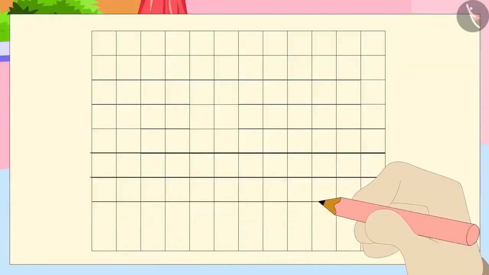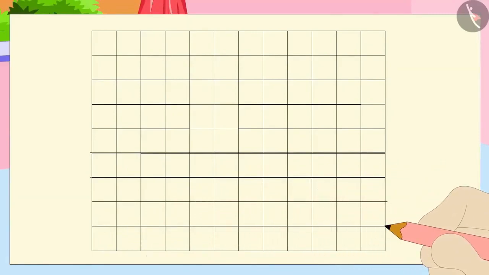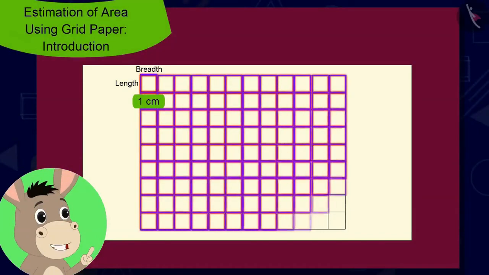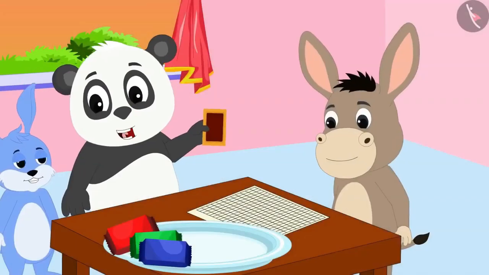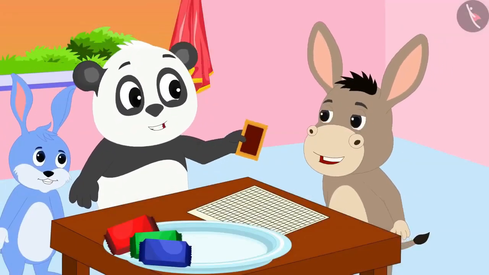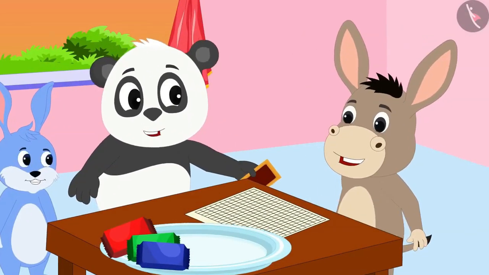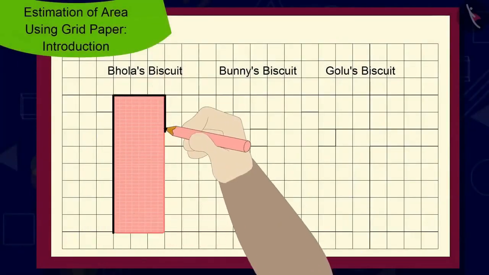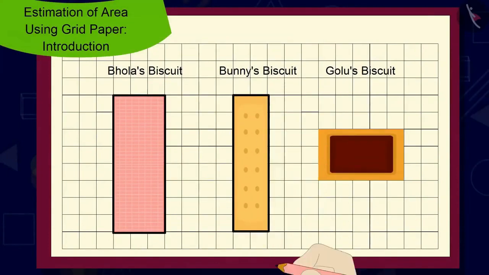Then Bhola made equal-sized squares on a paper. A paper made of equal-sized squares like these is called a grid paper, said Bhola. But Bhola, how can we use this to find out the biggest biscuit? Golu asked Bhola. Bhola made the outlines of those 3 biscuits with a pencil on the grid paper.